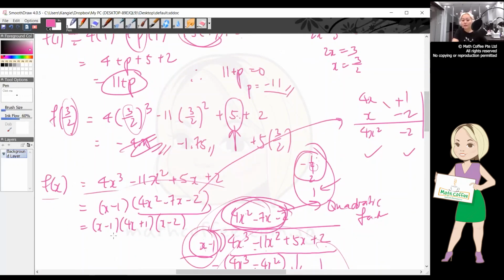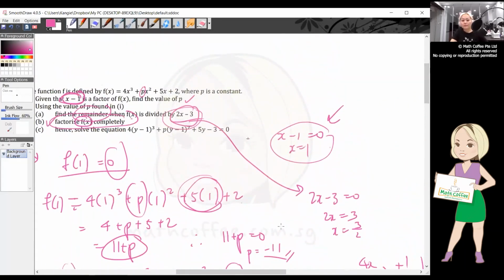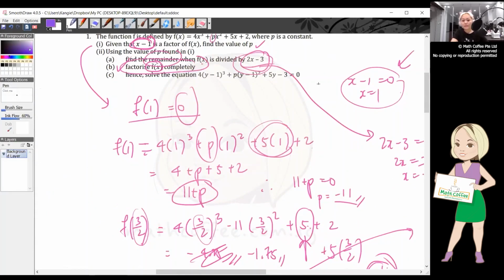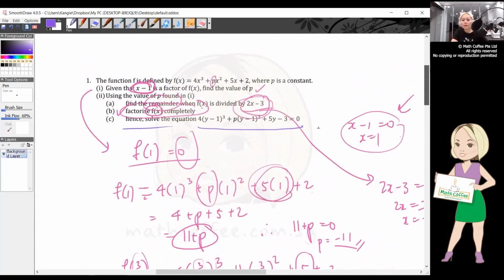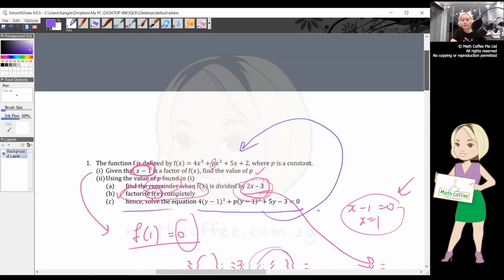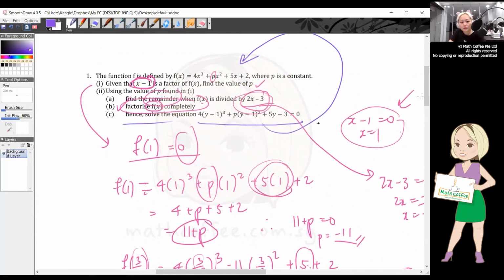So f(x) factorizes into the 3 brackets. That will be part B. Next, okay, they say hence. Many students don't know how to do this part. Hence, solve the equation, and so on. So this is always linked to this part. Okay, let's see. I'm going to erase everything and let's see. Do I need it? Yeah, I can erase everything.